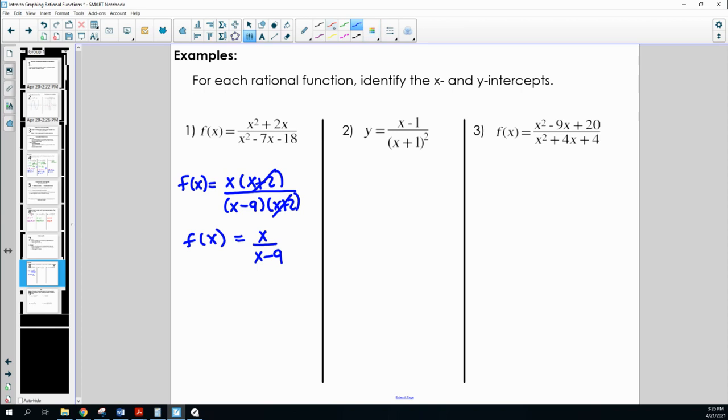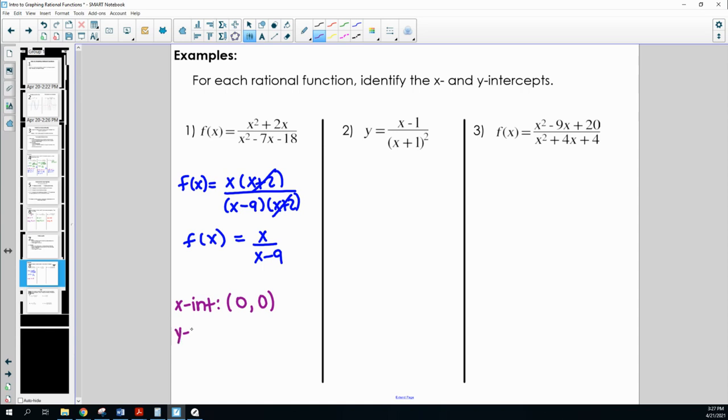So for the x-intercept, we're going to take the numerator and set it to 0. So x equals 0. So the point that we're going to write is 0 for the x, because that's what we solved for, and the y value for an x-intercept will always be 0. So it's going to be some number, comma 0. And in this case, it was 0 to start as well.